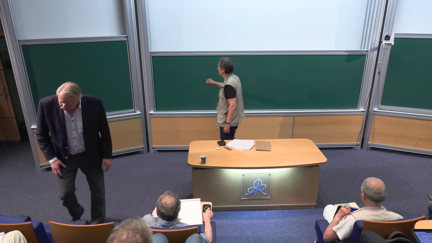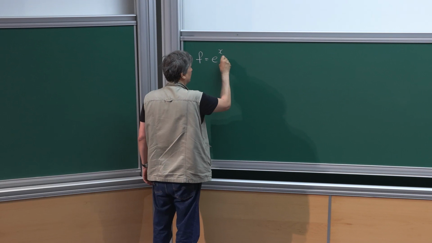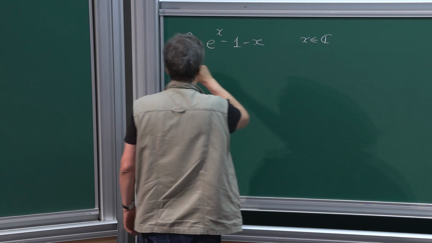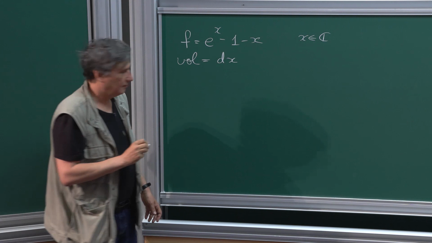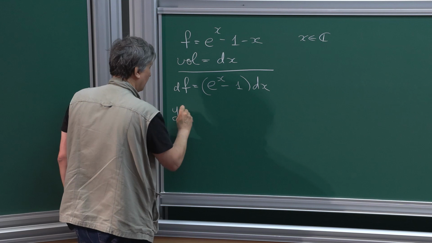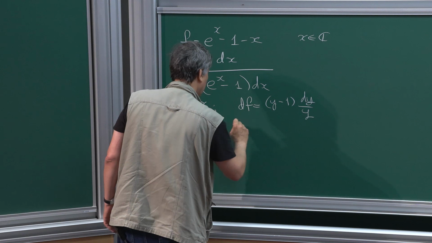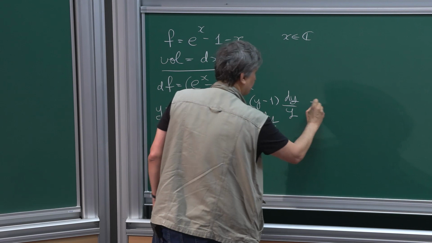Yeah, so let me remind you, this was this example with Stirling formula. We have x and c, and we have volume element dx, yeah? But one can write like this, df is equal to e^x minus 1 dx. Yeah, and if we denote by y the exponent of x, then df is equal to (y minus 1) divided by y, and volume is equal to dy over y. Yeah, so I denote it by alpha. So you can see it's secretly the whole thing is algebraic.